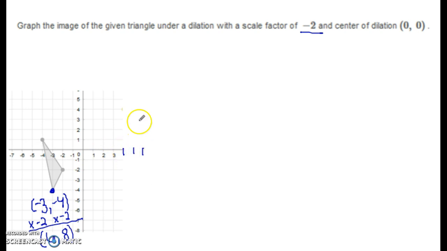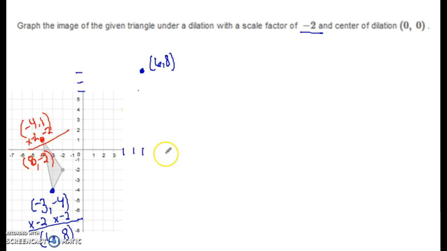4, 5, 6. Let's see, that's 6, 7, 8. So up here at 6, 8. All right, let me try the next point. This one is located at -4, 1. Then you multiply it by the scale factor of -2. -4 times -2 would give me a +8. 1 times -2 would give me a -2. So this new point is going to be located at 8, -2.